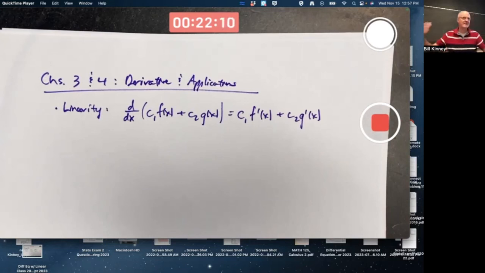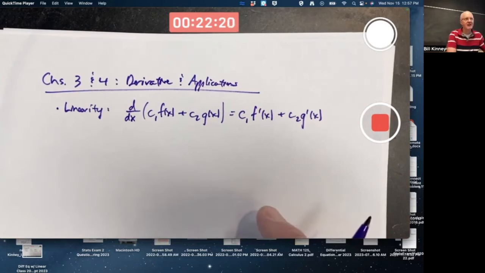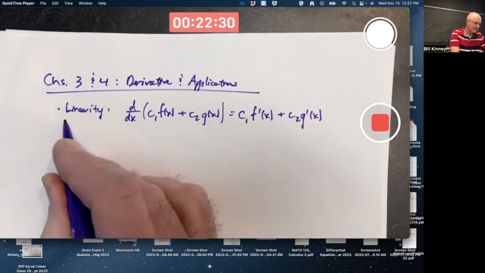It's got analogs in physics when you use the word superposition. It's very important, though we don't think about it very much. If this were not true, calculus would not be nearly so useful. It's very, very good that this is true. And again, we use it all the time.